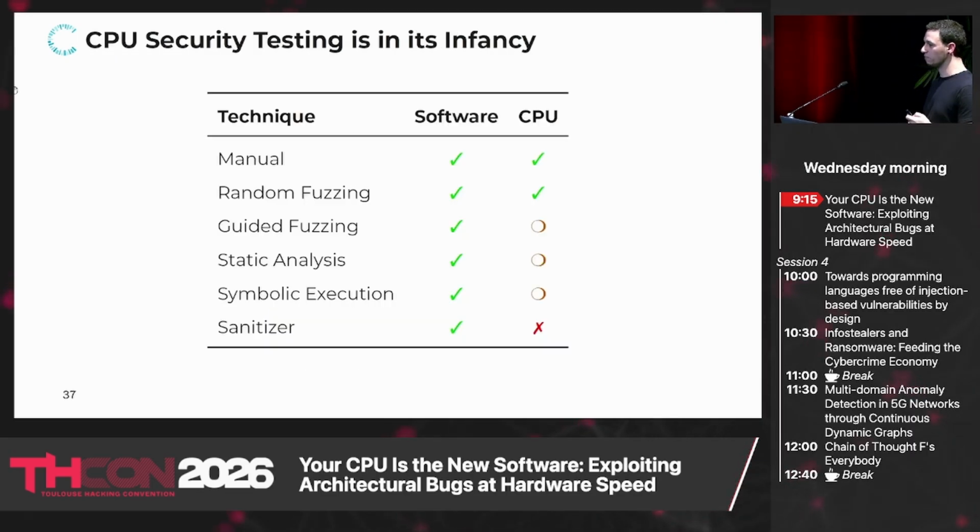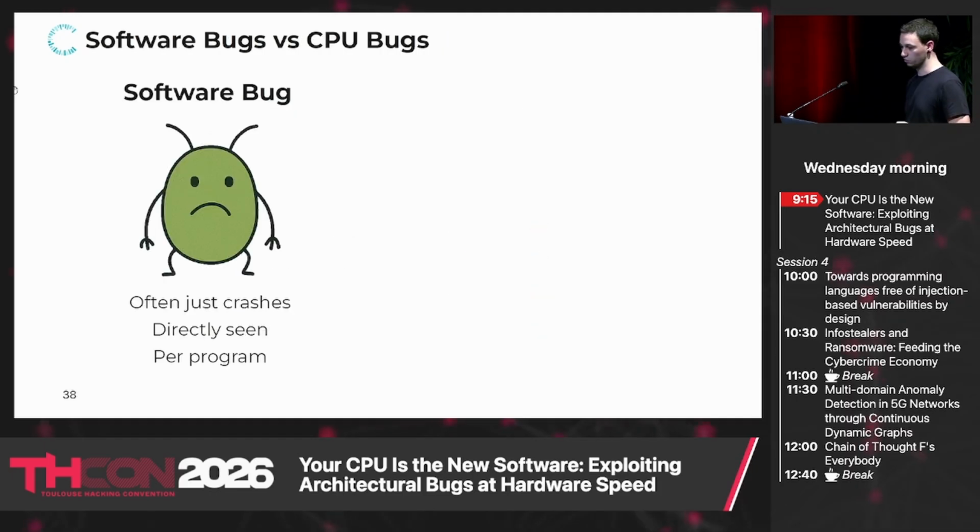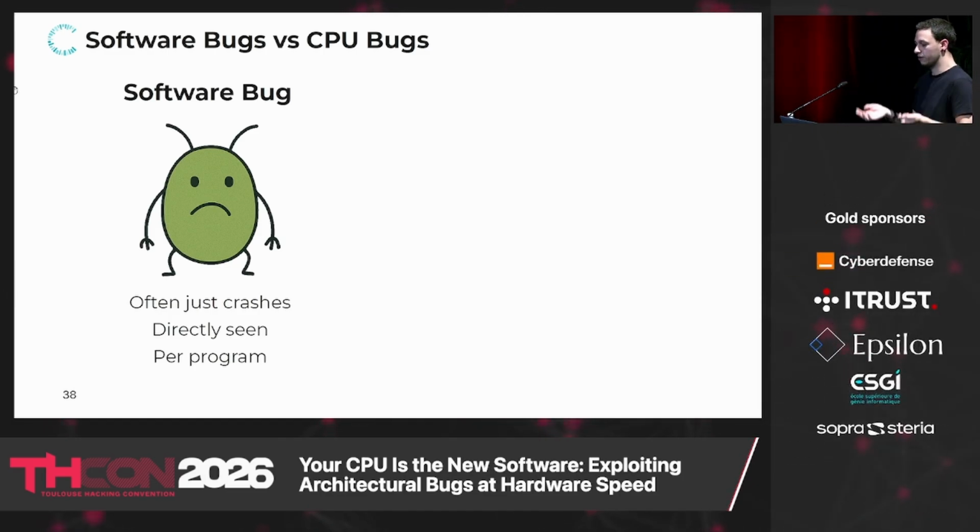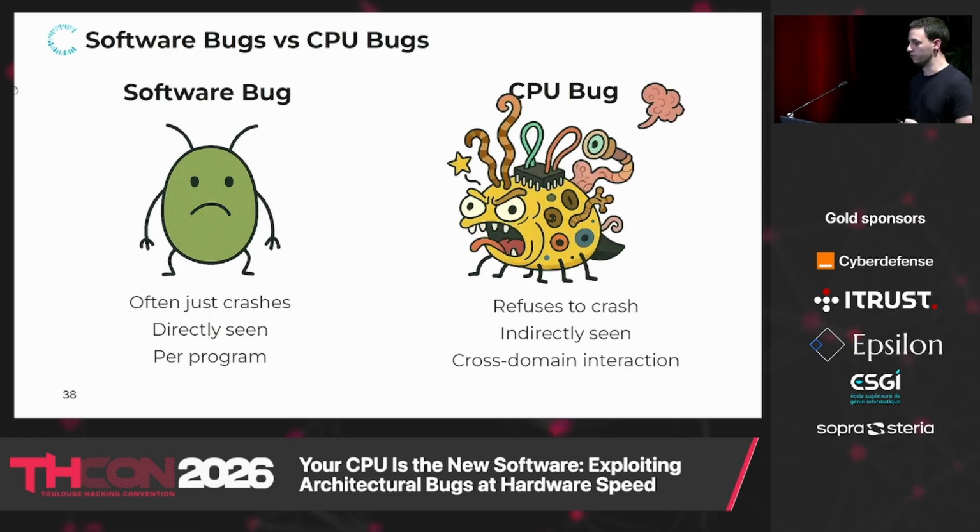What do we do? Can we do anything about that? Well, we have to find them before attackers exploit them, which is still in its infancy because testing CPUs is much more difficult than testing software. For software, we have a bunch of different techniques. For CPUs, we don't. And also CPU bugs are ugly. A software bug just crashes a program, you can directly see that, and it's local to one program. A CPU bug, on the other side, is super ugly. It refuses to crash. CPUs typically don't crash. They just continue in some weird state. You can often not even see that. It's just some behavior that then at some point appears. And it's on the CPU, not per program, so it can be an interaction of multiple programs, with the operating system needed to trigger that. So this is kind of ugly.